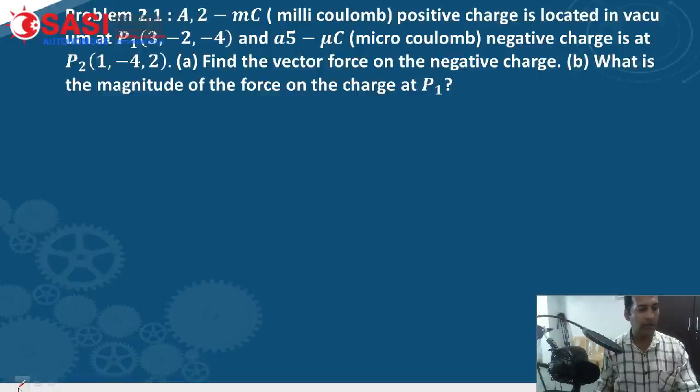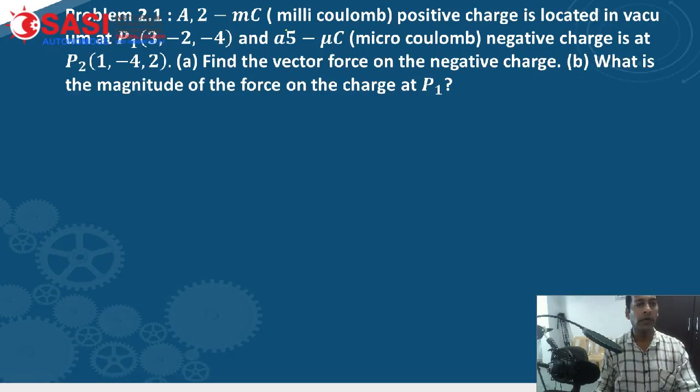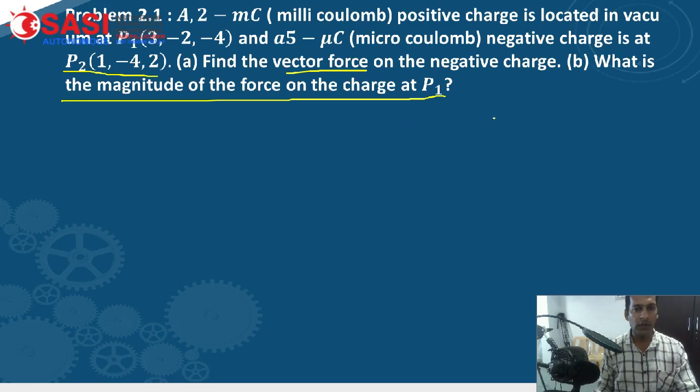So this is our today's first example. As you can see, we have given a 2 millicoulomb positive charge which is located in vacuum at point 1. Its location is 3, minus 2, minus 4, and there is another 5 microcoulomb negative charge which is present at some other point. Location is 1, minus 4, 2. We have to find out the vector force on the negative charge and what is the magnitude of force on charge P1. So let us draw the diagram for this.